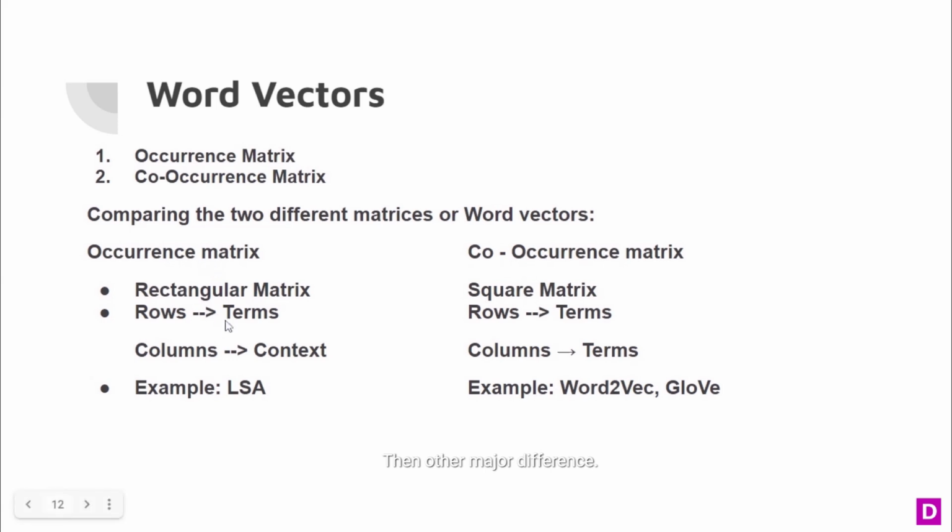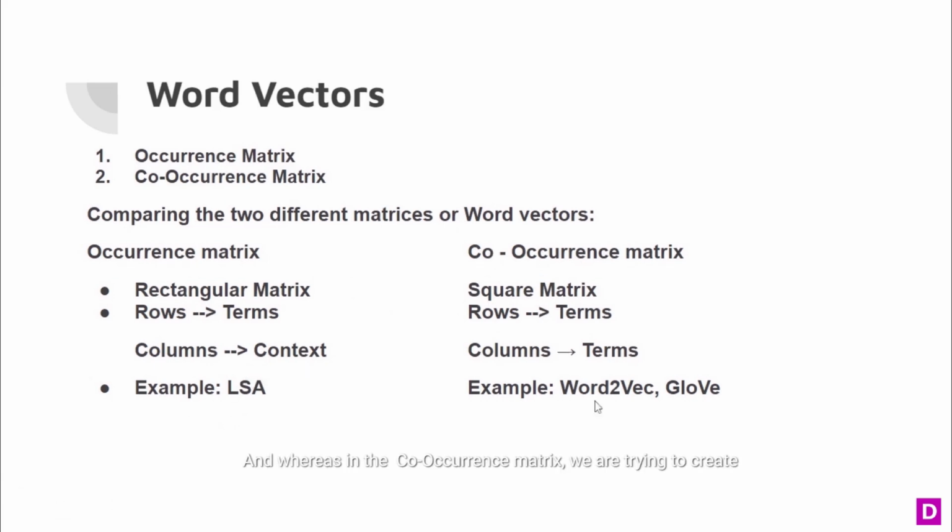Then the other major difference, as I already mentioned: the rows of these matrices will be terms, whereas the columns will be context. Context refers to sentence, document, term, or the entire sentence, etc. Whereas the columns in the co-occurrence matrix would be terms again, right? The last difference would be the different types of models or examples. In the occurrence matrix approach, we are creating one type of methodology called LSA, or latent semantic analysis.